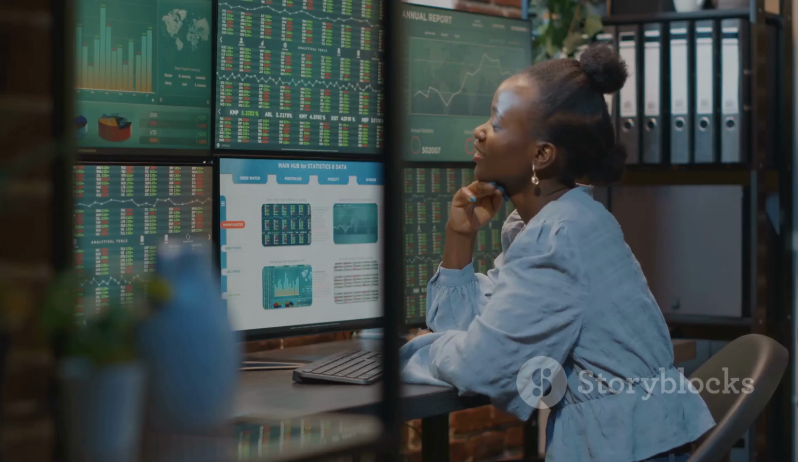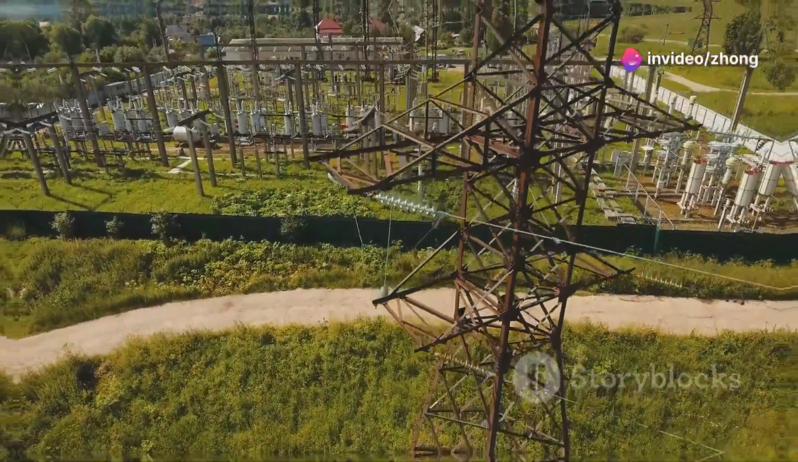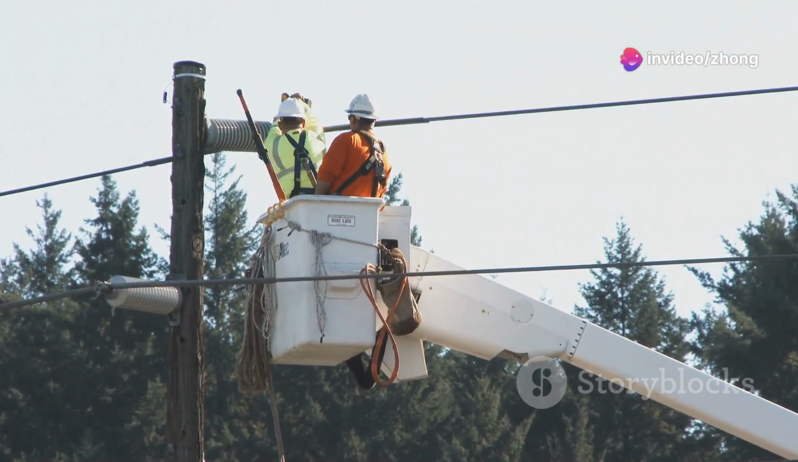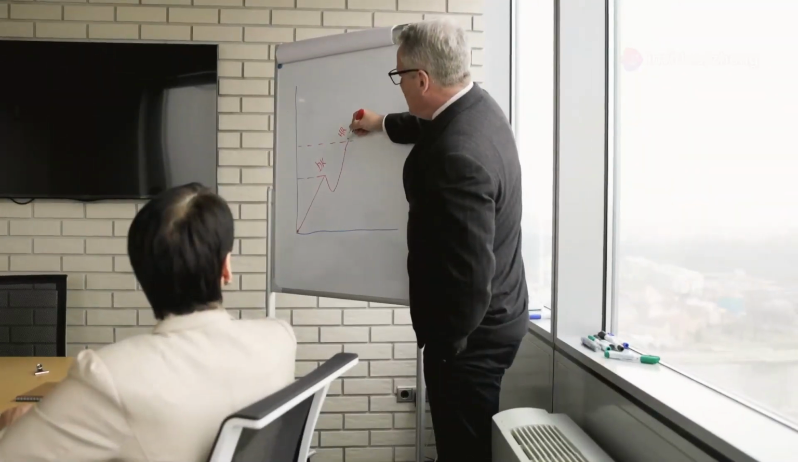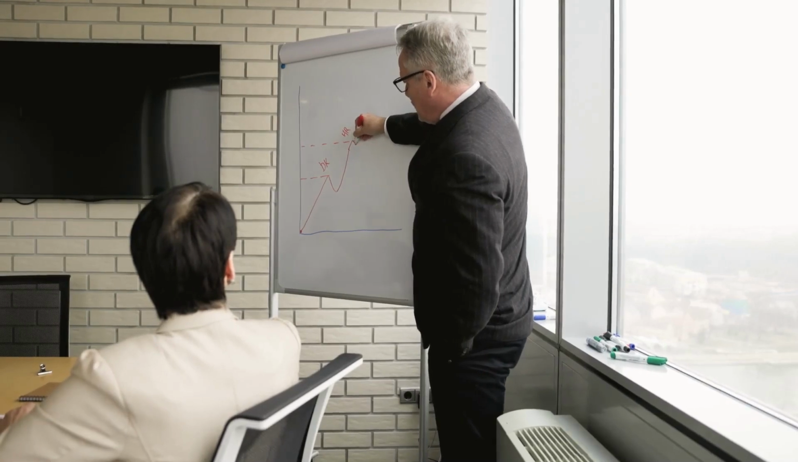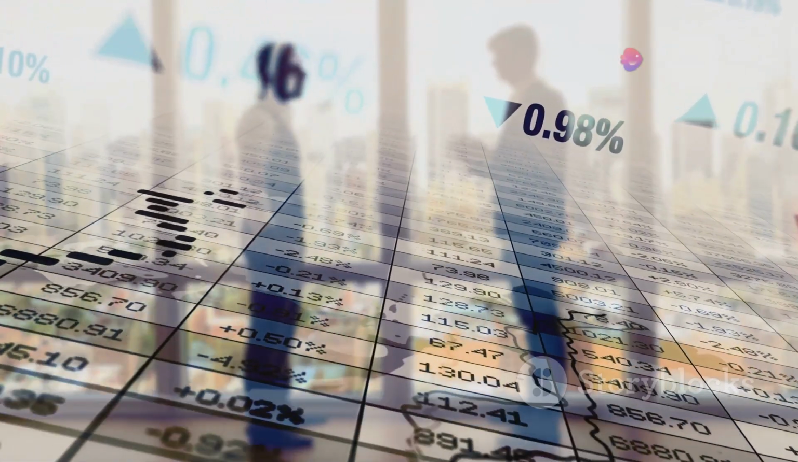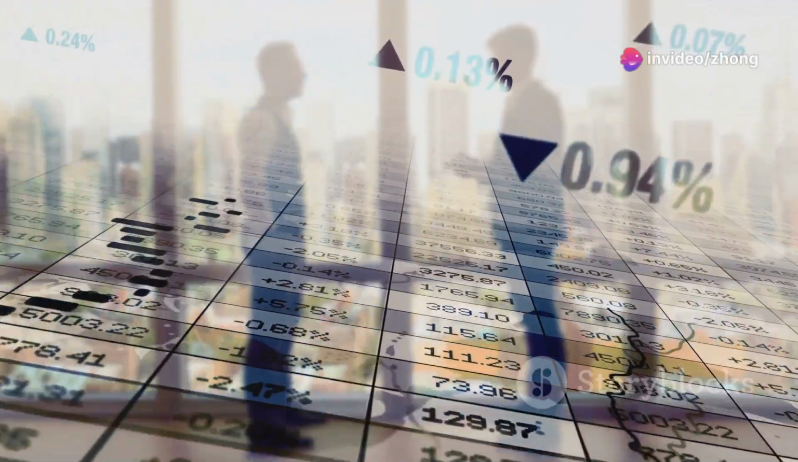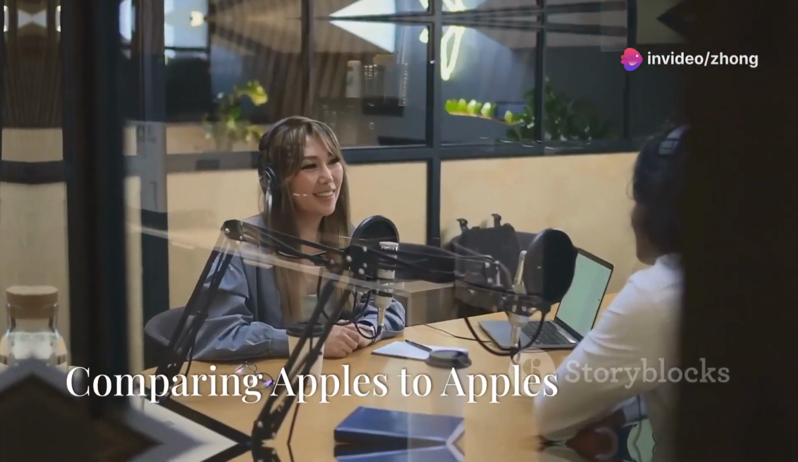This doesn't necessarily mean it's a bad investment. Take a well-established utility company, for example. It might have a low PE ratio because its earnings are stable but not expected to skyrocket. The key takeaway here is that there's no magic number when it comes to PE ratios. A high PE ratio isn't always good, and a low PE ratio isn't always bad. It's all about understanding the context.